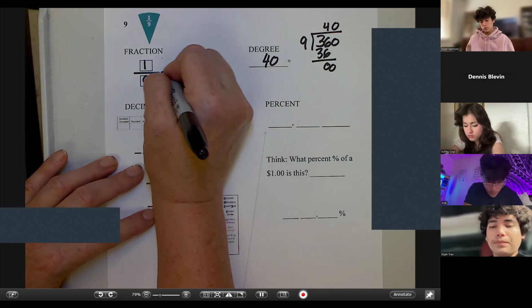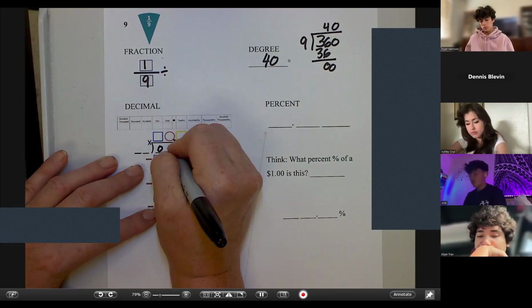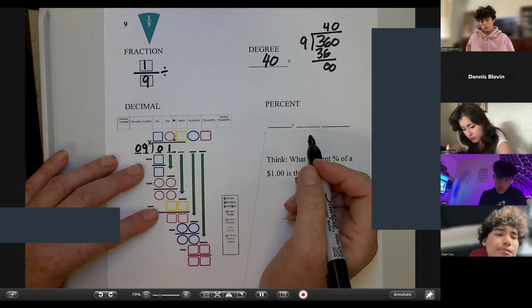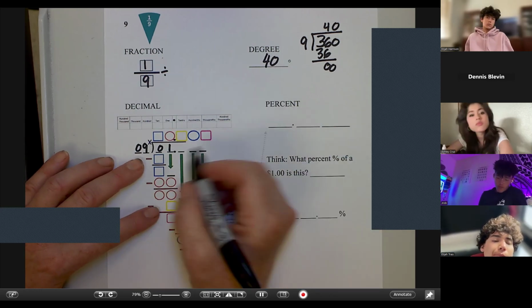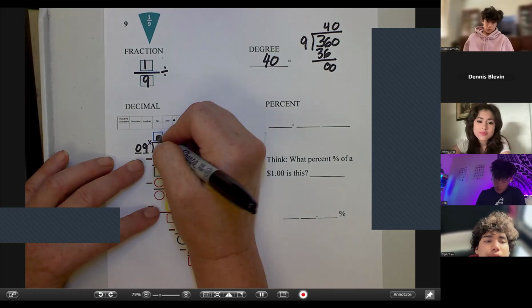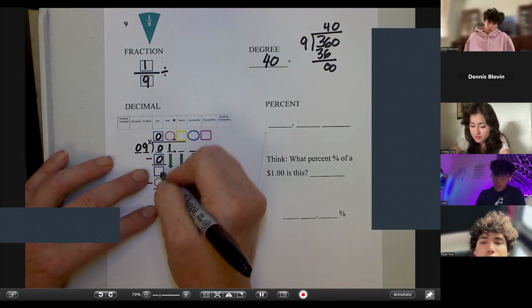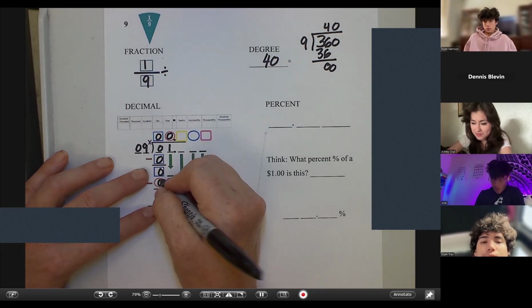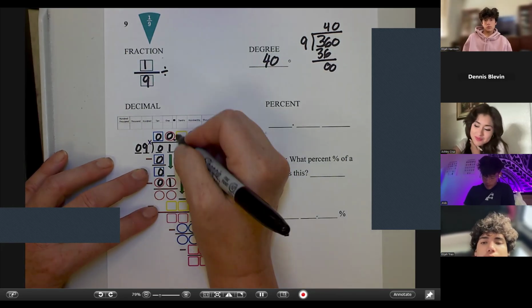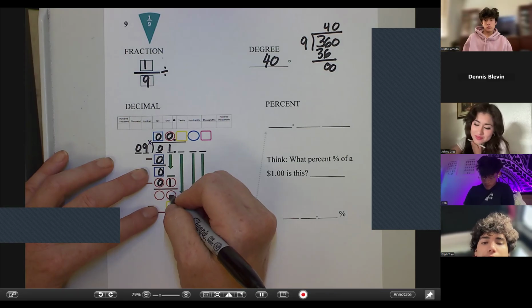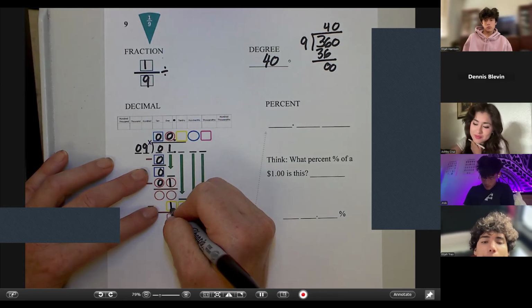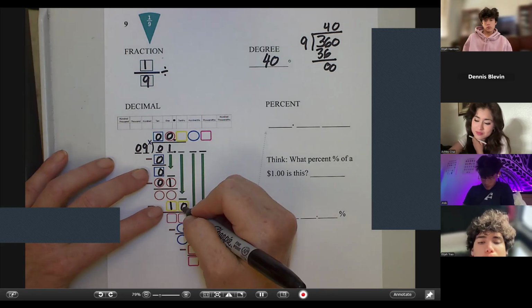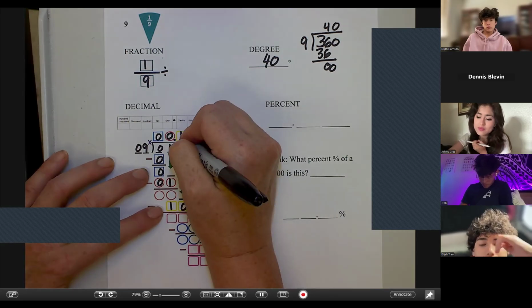And we're going to do 1 divided by 9 here. So there's 1, there's 9. 9 doesn't go into 0, you just bring it down. Doesn't go into 1 either, so you bring that down. Down another 0. 9 does go into 10 one time.